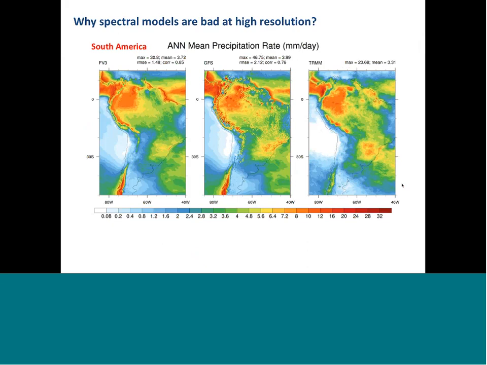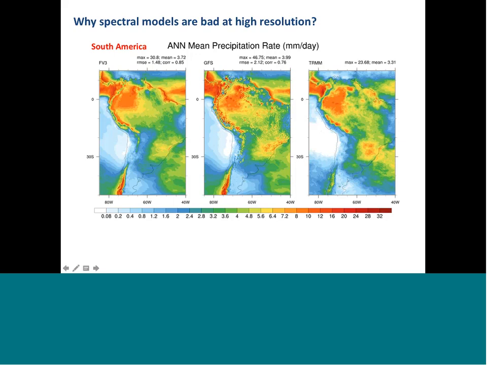Of course, it's not just the 500 millibar height anomaly correlation. You have to look at simulations: precipitation, hurricanes, squall lines, whatever you can find. This is just one or two examples of the mean precipitation out of those 74 cases with identical physics, just changing the dynamical core. Here is the FV3 annual mean precipitation out of the 74 cases.